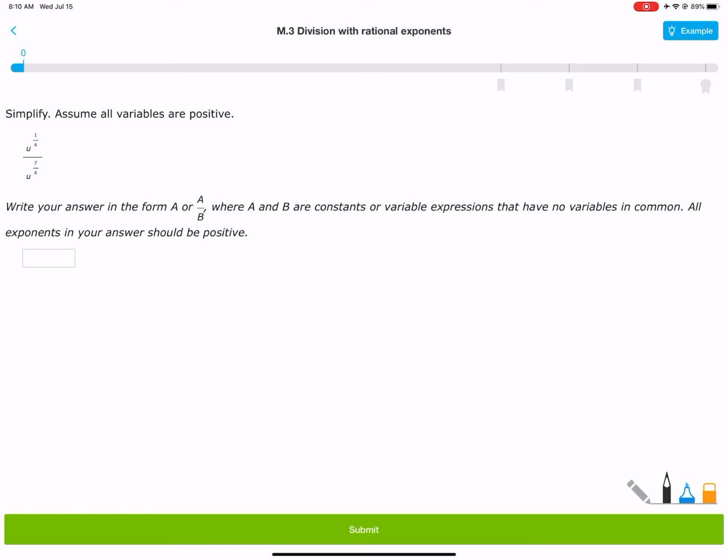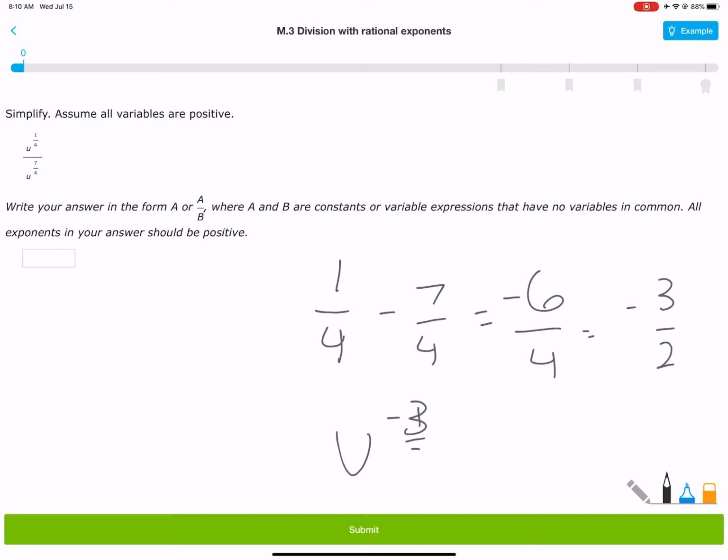So, when we are dividing rational exponents, we are subtracting. So u to the 1/4 divided by u to the 7/4. So we're going to subtract 1/4 minus 7/4. And that's the same thing as negative 6/4, which is the same thing as negative 3/2. So u to the negative 3/2, and the same thing as negative 3/2 is 1/u to the 3/2.